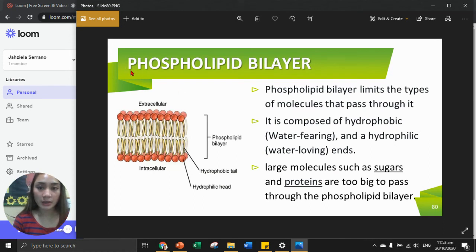So, this is what I talked about, phospholipid bilayer. Ito yung ating bilayer. We have a hydrophobic tail and a hydrophilic head. So when we say hydrophobic tail, water fearing, no? Phobic is phobia. Hydrophilic, which is water loving naman. So this bilayer limits the types of molecules that pass through it. So, large molecules such as sugars and proteins, masyado siyang malaki for it to pass through the phospholipid bilayer. That's why it was mentioned earlier na kailangan niya ng assistance of a protein carrier.